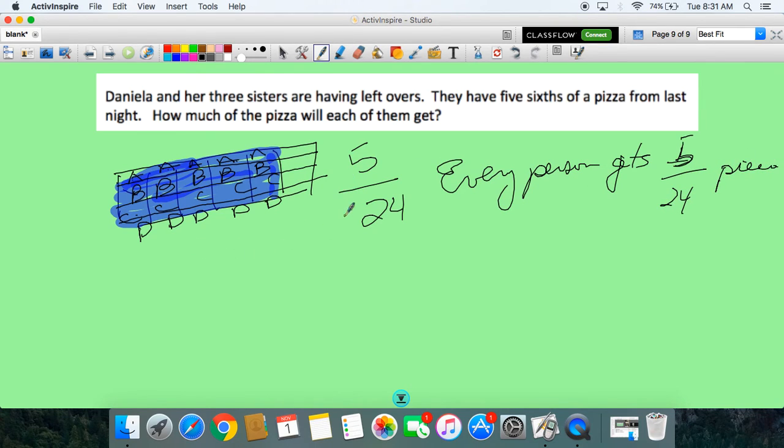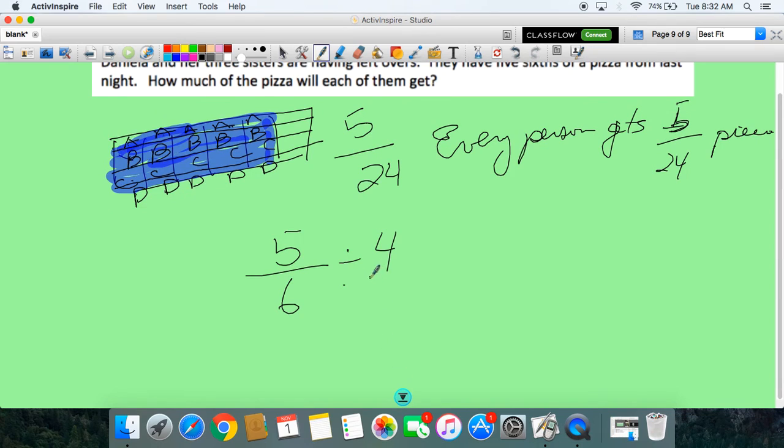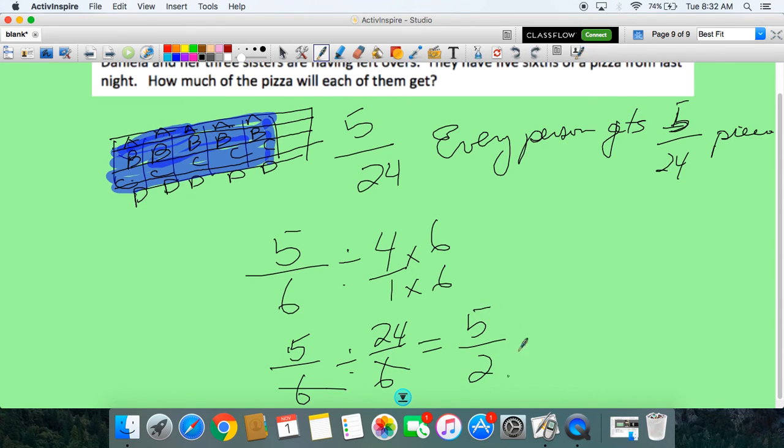That's by modeling. If you don't want to do the modeling, you definitely have to start with 5/6, and you divide that among 4 people. Let me just lower this to a fraction. Your LCM is 6. So that stays because it's already a 6. This becomes a 6 by multiplying by 6. So times 6 at the bottom, times 6 at the top. Our denominators are the same. You can cross it out. And you now have 5 over 24, which is exactly what we got up here by modeling.